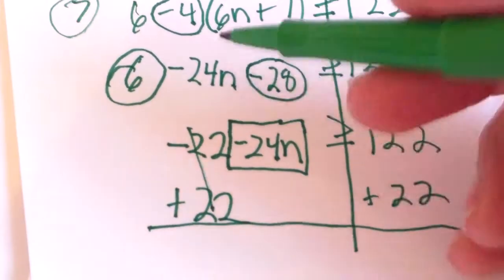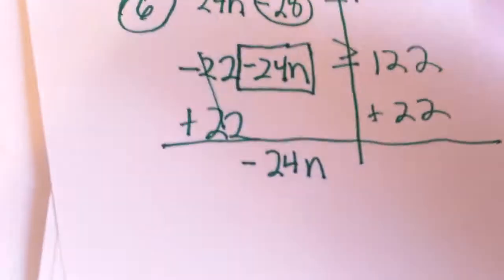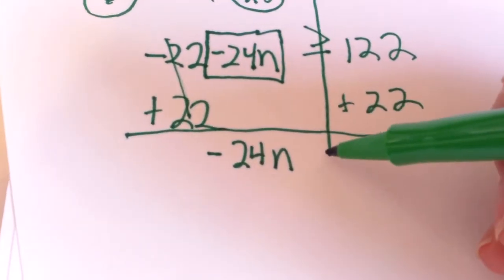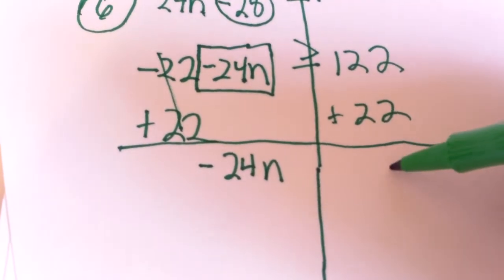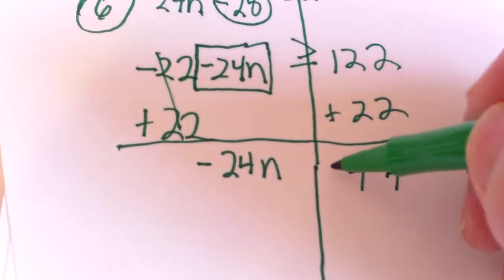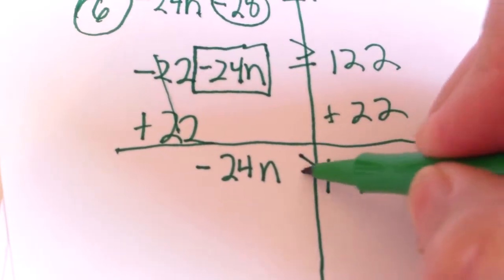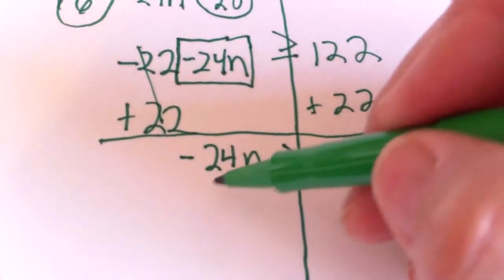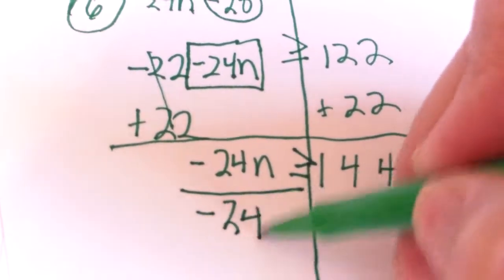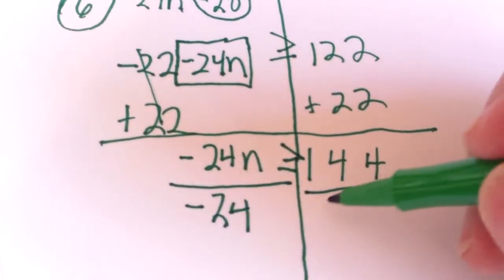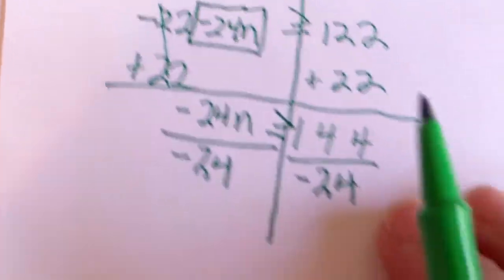These cancel out, and I have negative 24n. I forgot to write random rule. Shame on me. And over here I'm going to add all these positives together, and I'm going to get 144. And so far it's greater than or equal to, but I'm dividing both sides by a negative 24, so I can isolate that n. So you know what that means. I'm going to flip over my little friend.